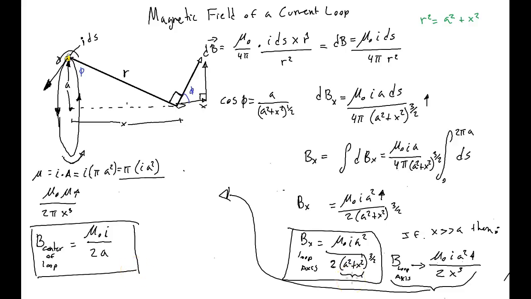And that will be the strongest, that'll be the place where the magnetic field is the strongest. And it'll die off as the cube of the distance in either direction. So it looks kind of like a bell curve, the strength of the magnetic field.